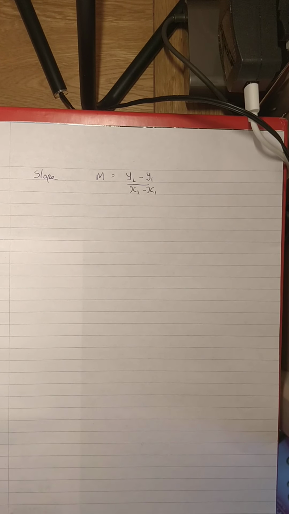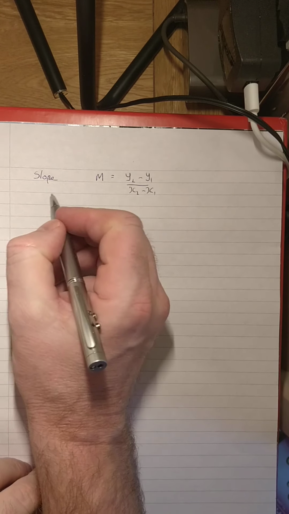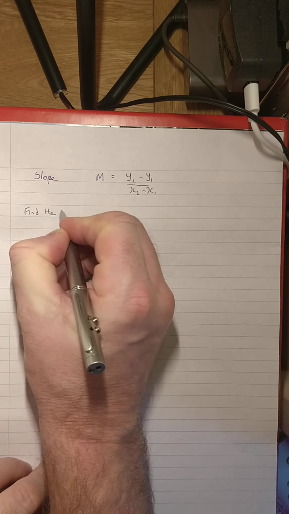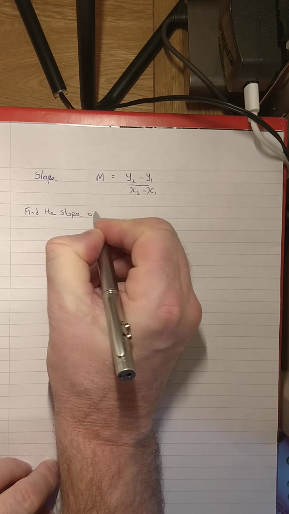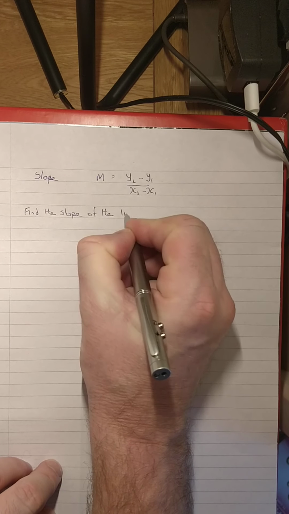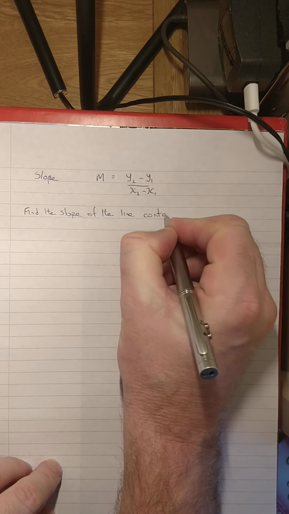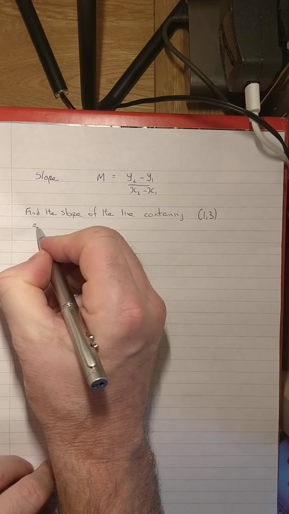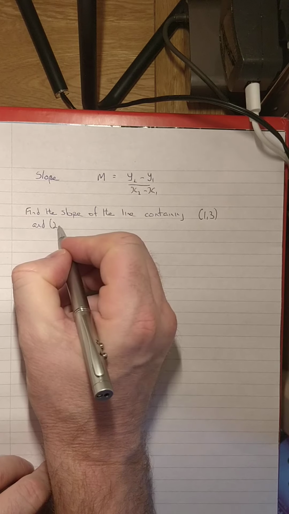Okay, what I'm going to do is, the first one, I'm going to draw one, and we're going to draw the point, and we're going to find the slope. Okay, so draw the line. Find the slope of the line containing 1, 3 and 2, 11.